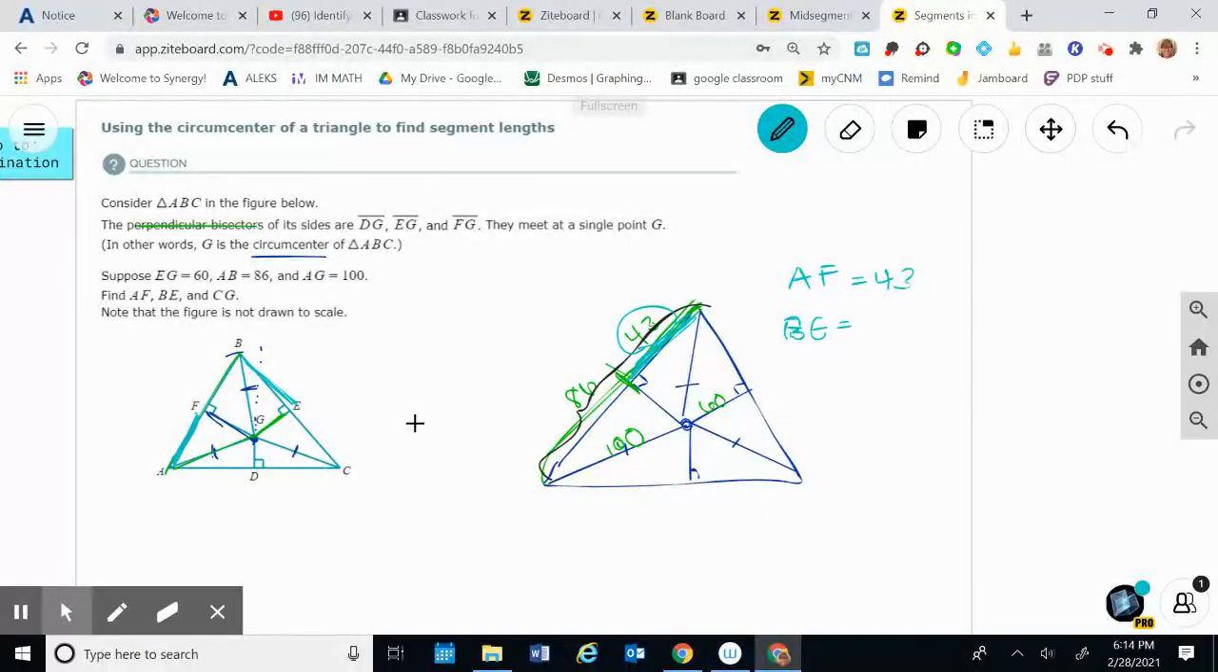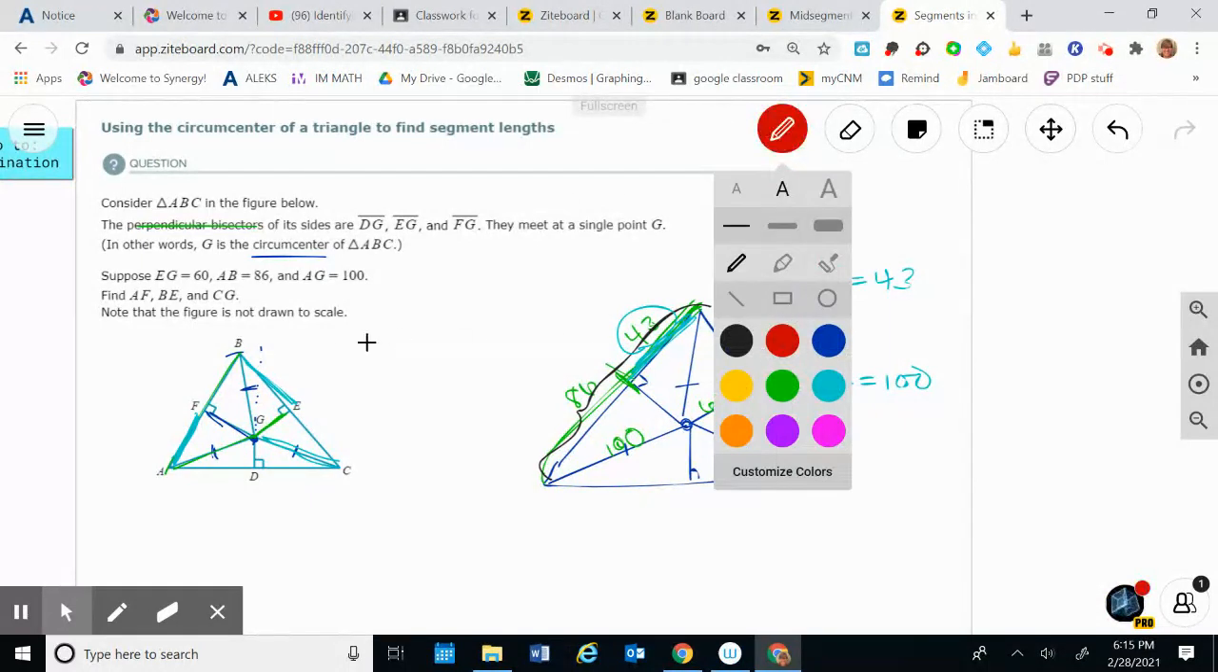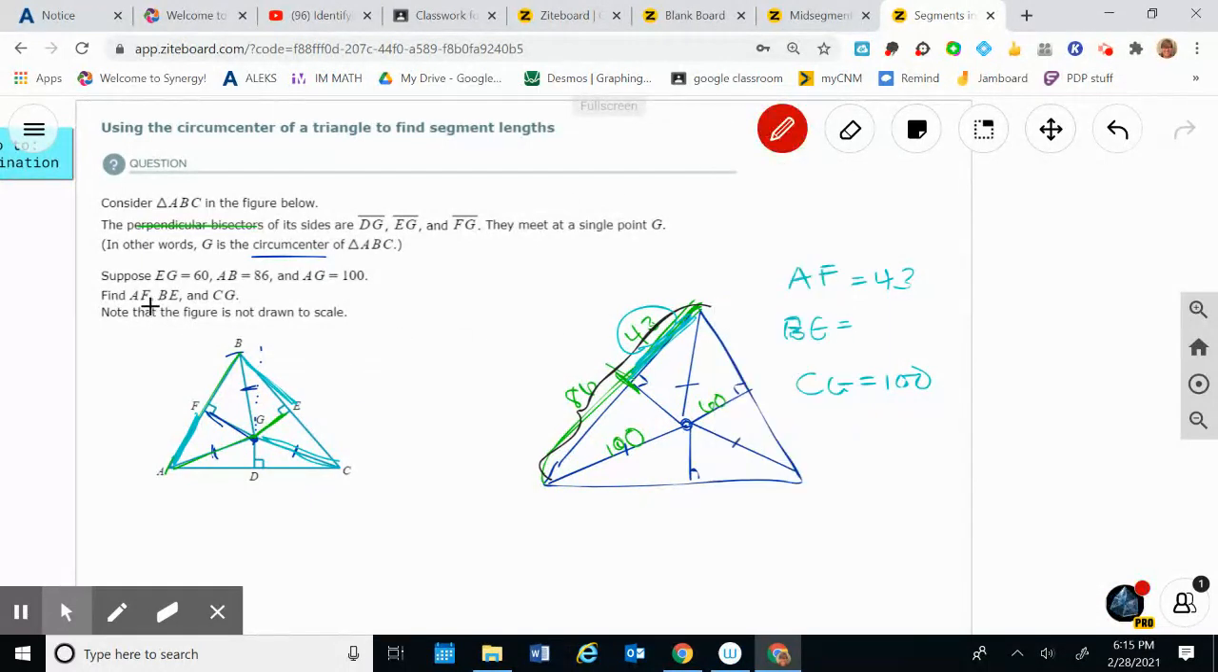Oh, what's BE? How are we gonna find BE? They didn't just give it to us. Now we got to actually use our brains and figure this out. How are we gonna do that? And CG. Okay, CG's easy because it's 100. CG equals 100. But how are we going to find this one, the one that we need, which is BE? Here it is, BE. They want us to find BE.